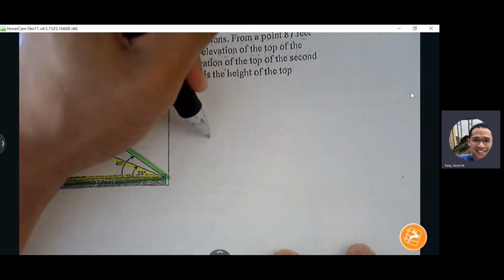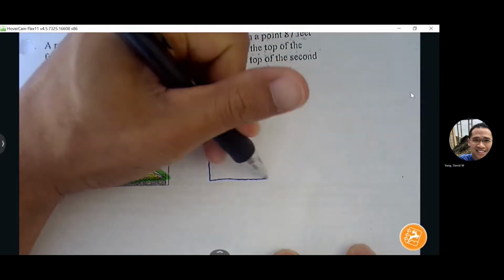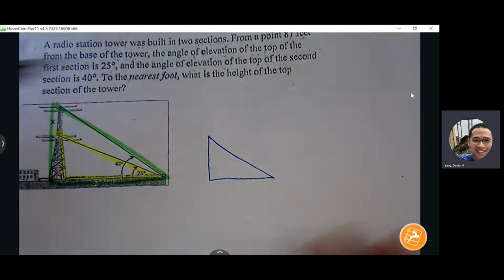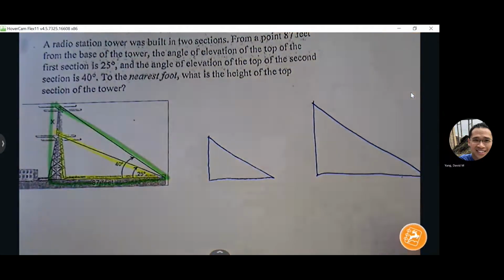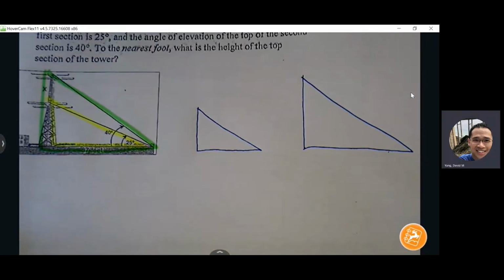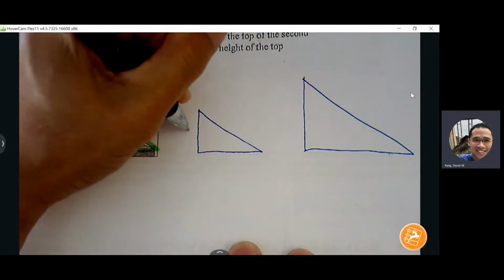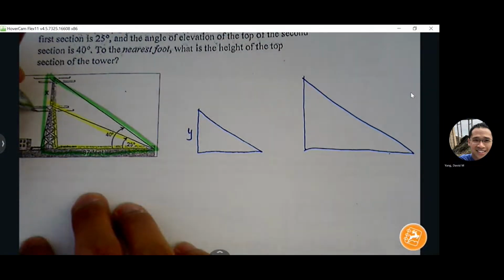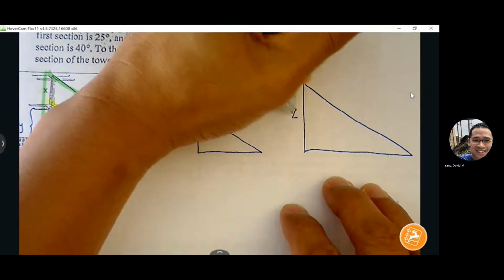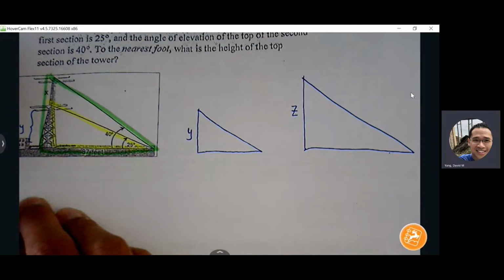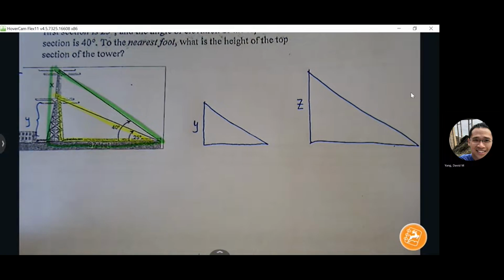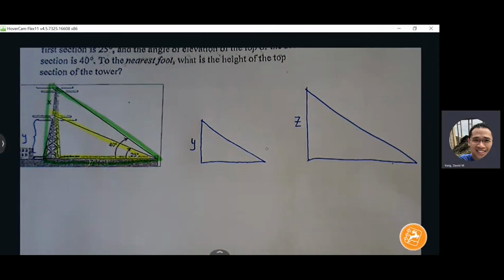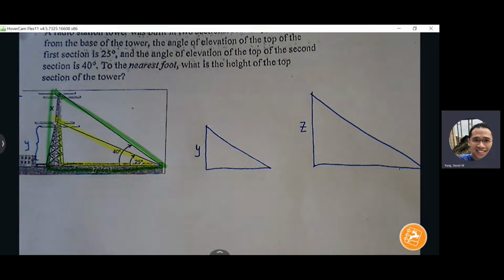So we have the smaller triangle, and then we have the bigger triangle. Let's use different variables. Let's say that this is y. Let's say this is z, so that we don't conflict with the x here. Let's fill out as much information as we can for both these triangles.